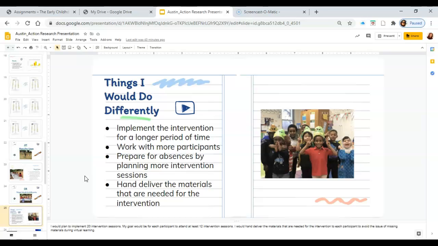And then I would hand deliver the materials that are needed for the intervention. I am learning that as we do this virtual learning, things that may have been handed out at the beginning of the school year may not last for 2, 3, 4 months. So we may unfortunately end up constantly giving out new things so that they can have it in the household for virtual learning.